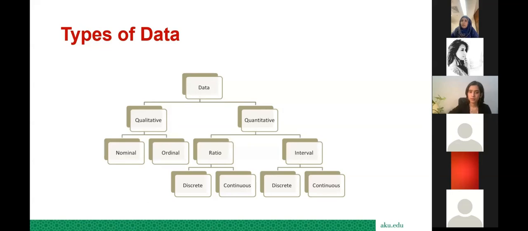And then further, the quantitative data is divided into ratio and intervals. And we are going to talk about this in my other upcoming slides. And then when we talk about qualitative data, it can be either nominal or ordinal.